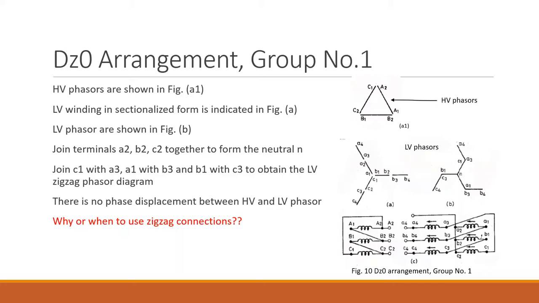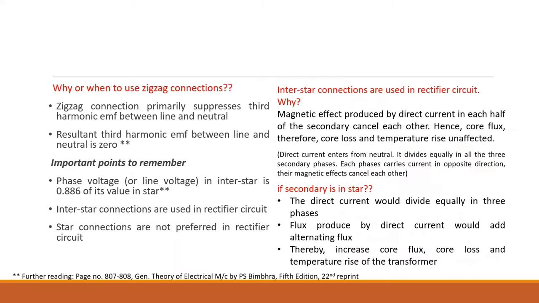Group number 1. Now there is a particular question about this arrangement DZ0. Why or when to use this particular connection? We are having delta delta, we are having star star, then why should we go for DZ0? You might have come across one thing in transformer, that is the harmonics. The third harmonics is basically prominent in case of transformer. We are always interested to minimize unwanted things. What is unwanted? That is harmonics. Harmonics need to be suppressed always.